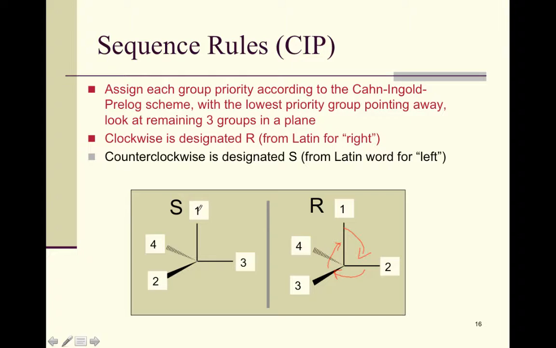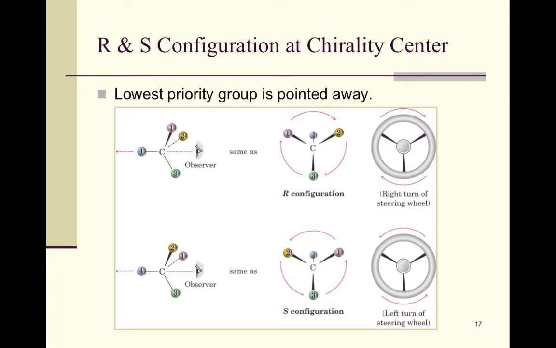Let's take a look at this one. I have priority 1 here. To get to 2, I have to go in a counterclockwise direction. To get to 3, I continue that counterclockwise direction, and to finish the circle, counterclockwise. This would be counterclockwise, S, and S comes from the Latin word sinister, meaning left. R and S configuration at the chirality center.